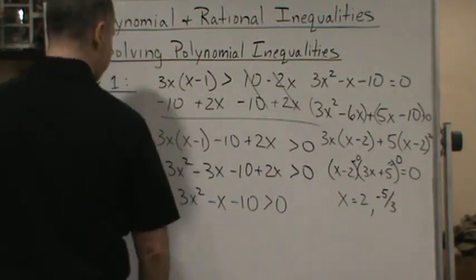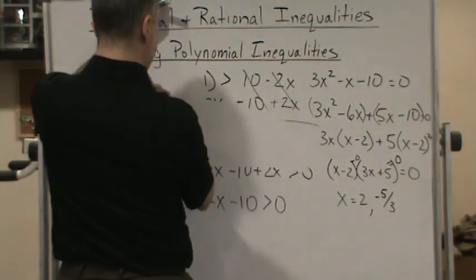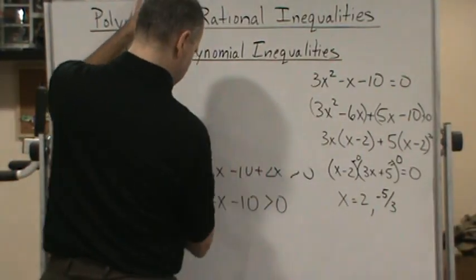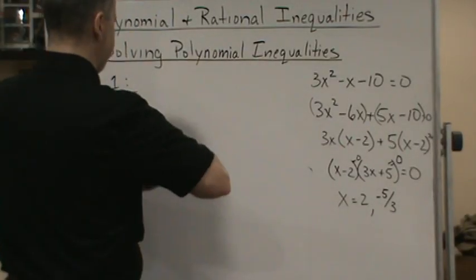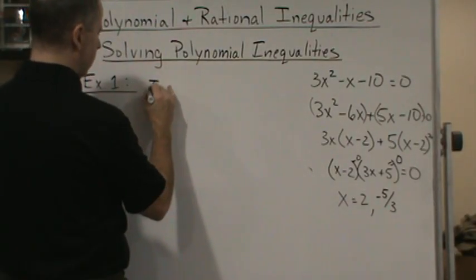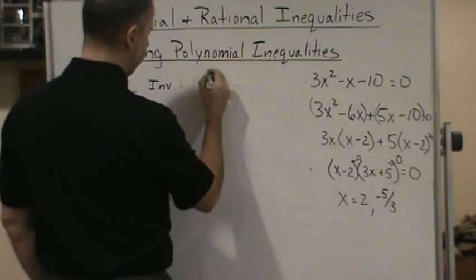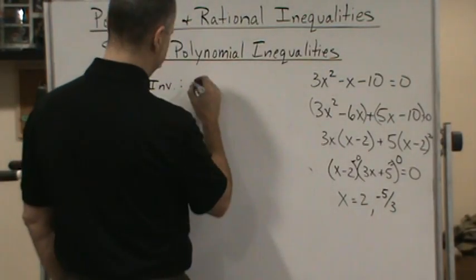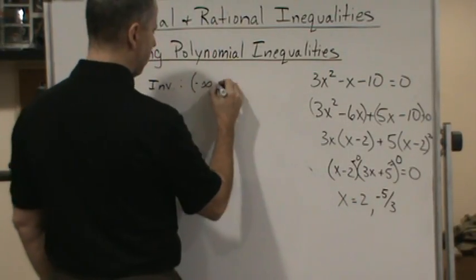So now, what are we going to do? Now we're going to use those. Those are the boundary points of our intervals. So what are the intervals? Let's do our intervals. We've got the interval from negative infinity to negative 5/3.